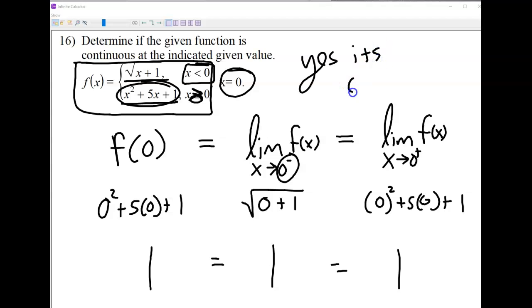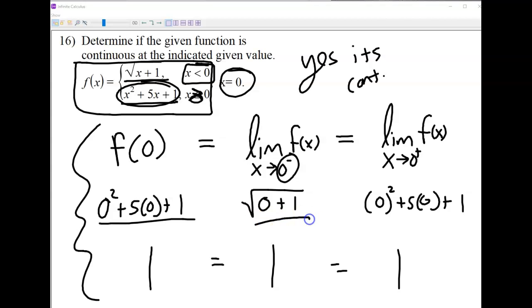Now if your answer is no, this is your work. So that would qualify as your explanation. So if you showed all your work like this, all you have to do is say, no, it's not continuous. And maybe it's because this didn't exist, or maybe it's because it didn't equal the other things. So if you just show your work like I did here, all you have to do at that point is say yes or no, and you're pretty good to go.